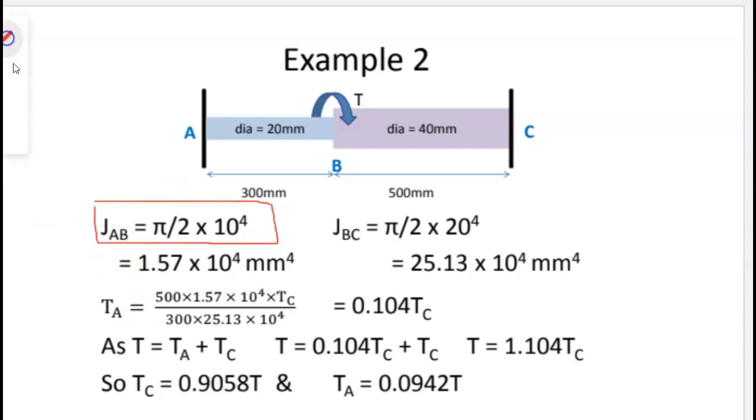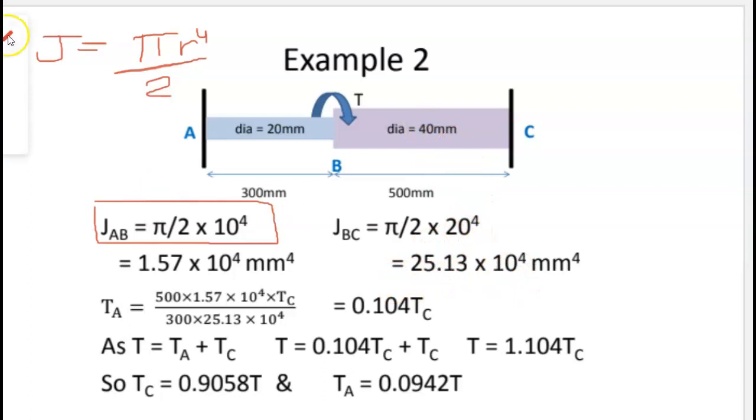I need to find this value. It's pi over 2 times R^4. The formula for the J is pi R^4 over 2, where R is the radius. The radius is 10. That will give me a value in millimeters. For this one, same formula, pi R^4 over 2, with 40. So put that in and get the answer.